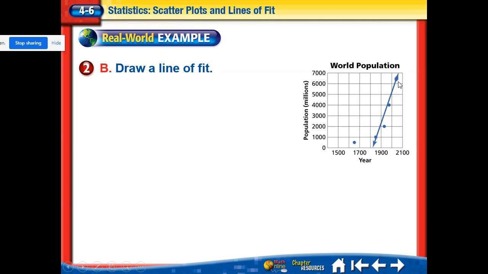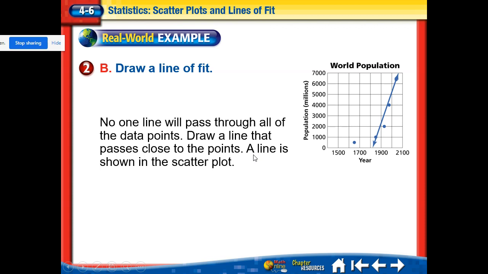Now we're going to use this to do a prediction equation. And what you need to notice is the two dots that are most on that line. So this one here and probably this one here. Those will be the two dots, or the two ordered pairs, I want to go ahead and use.